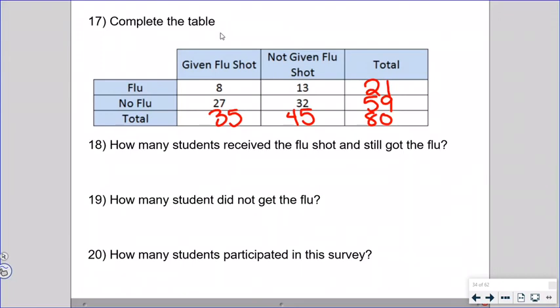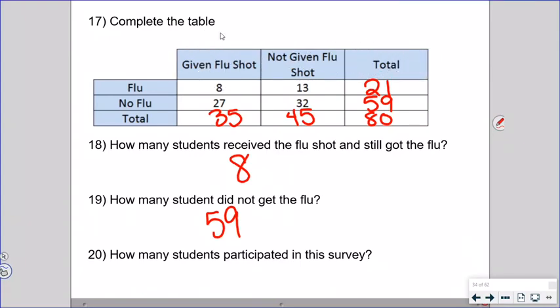All right, how many students received the flu shot and still got the flu? 8. How many students did not get the flu? So that's no flu. Did it mention flu shot? No, so we're going to ignore flu shot. We're going to go straight to the total. That number is 59. 59 total people did not get the flu.